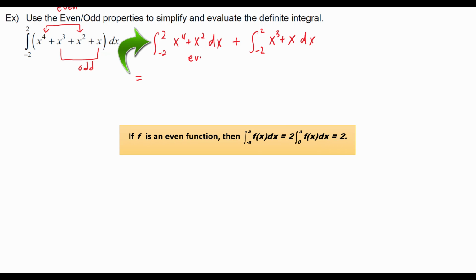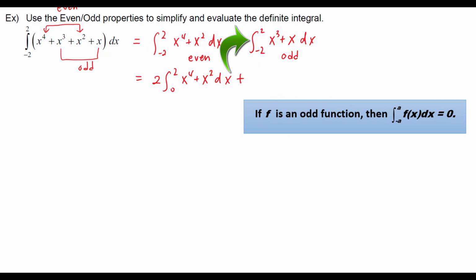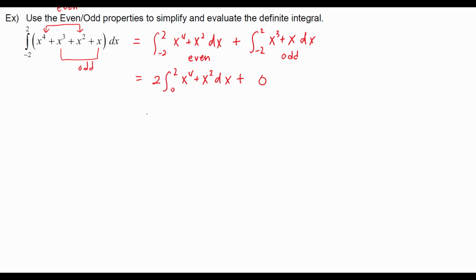And because this is even, this will be the same as twice the integral from 0 to 2 of x to the 4th plus x squared dx. And because these are odd functions, when I integrate from negative 2 to 2, I'm just going to get 0. And now all I have to do is integrate that one, 2 times. The integral of x to the 4th power is 1/5 x to the 5th plus, when you integrate x squared, you get 1/3 x to the 3rd power. I'm integrating from 0 to 2.